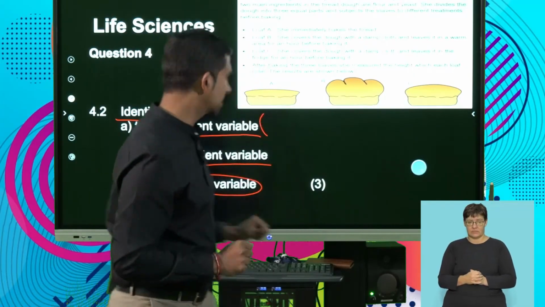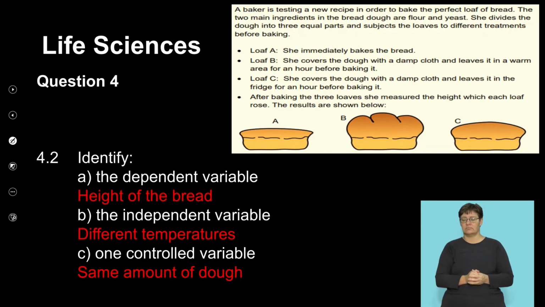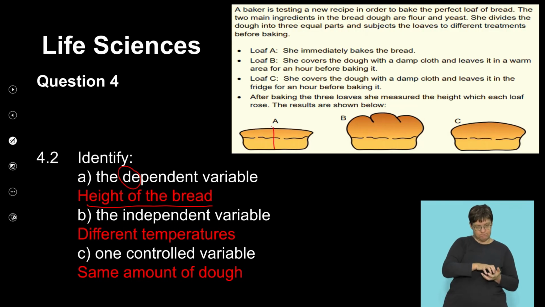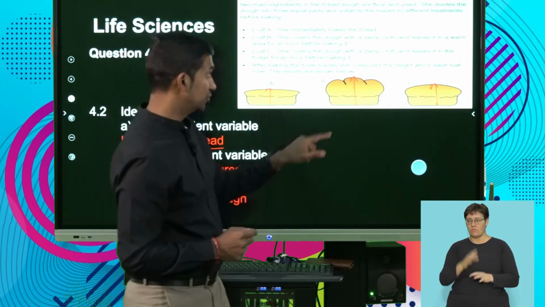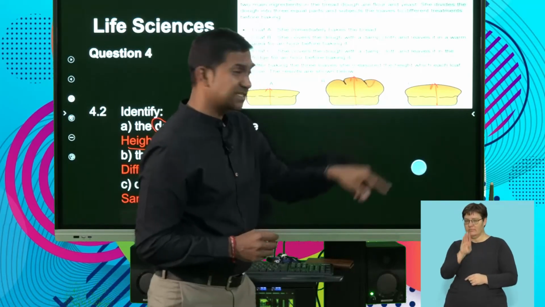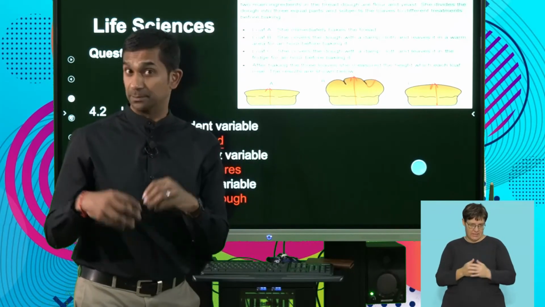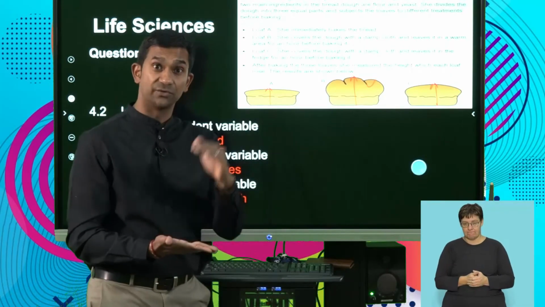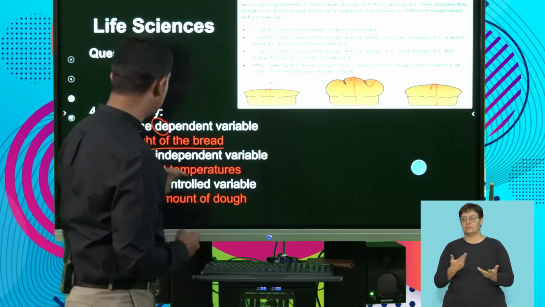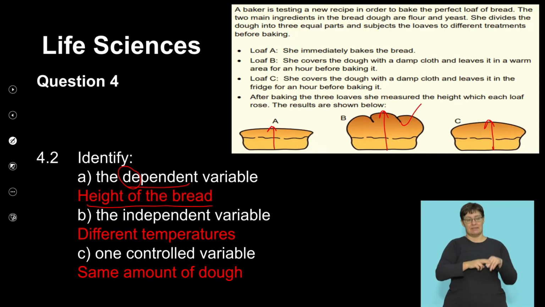So let's unpack those answers now. The dependent variable in this case is the height of the bread. So in order for us to determine which was the most effective method of treatment, we measured the height of the bread. And so that was helping us to draw a conclusion. And we were able to say, well, that's probably the most effective method that was used to get the loaf of bread to rise the highest. So the height of the bread is the dependent variable.